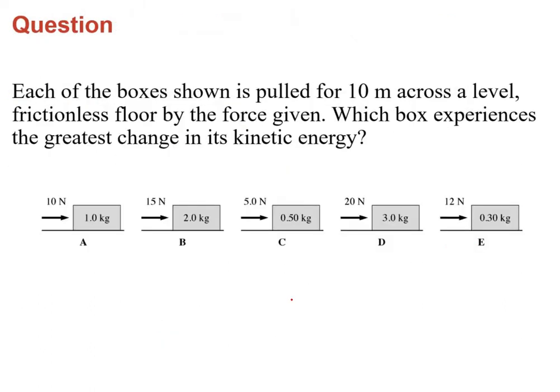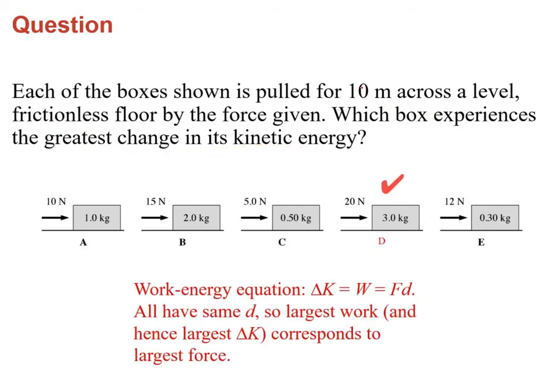So let's look at a question. In this question, you have different boxes that are pulled a distance of 10 meters across a frictionless floor. Which box experiences the greatest change in kinetic energy? So which one experienced the greatest delta K? Pause the video, think about an answer. Okay, so the answer is D.